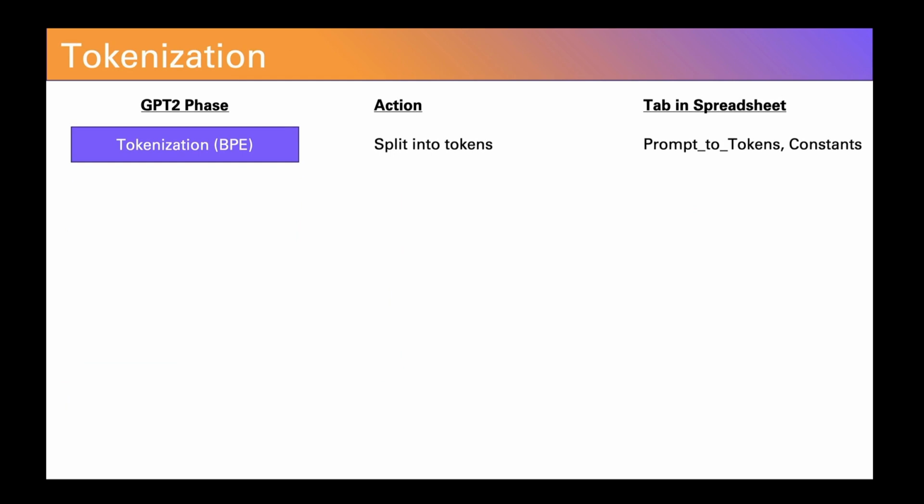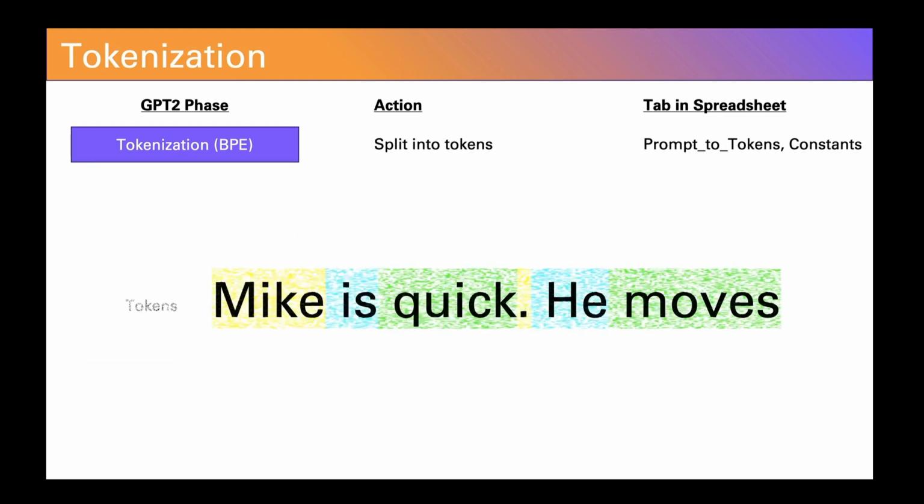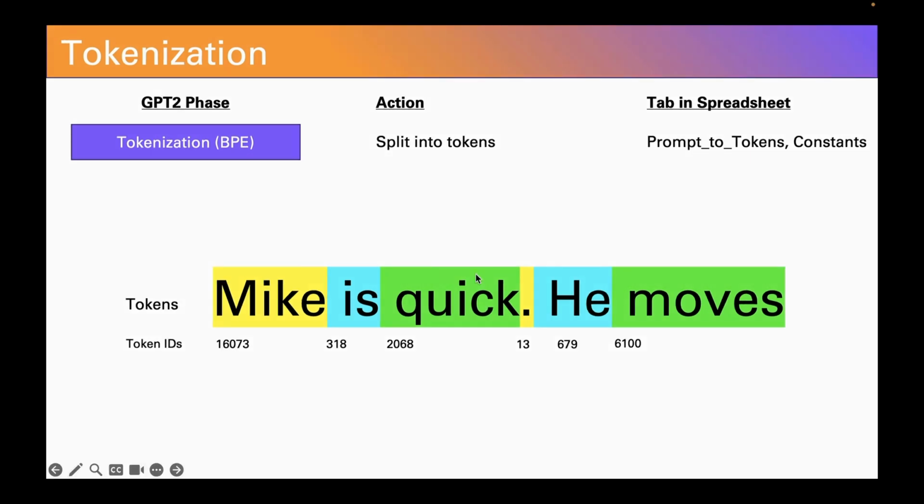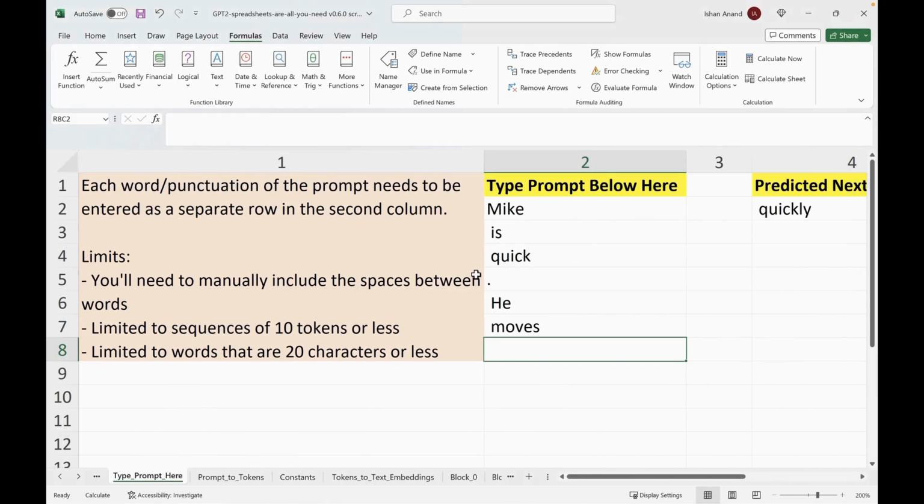When I introduced tokenization in a previous video, I used this example. Mike is quick, period, he moves, and showed how it was broken into separate words. But tokenization doesn't just break a sentence into its words. It's not uncommon for a single word to be broken into 1, 2, 3, or more separate tokens. Let's see this in action in the spreadsheet.